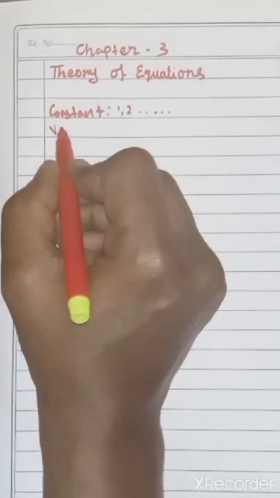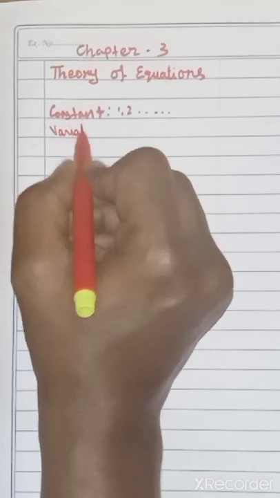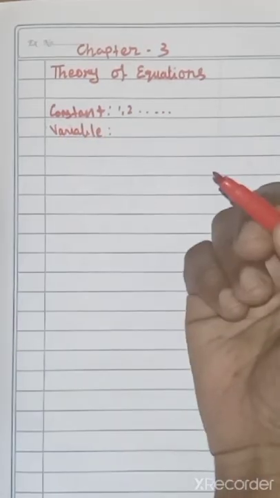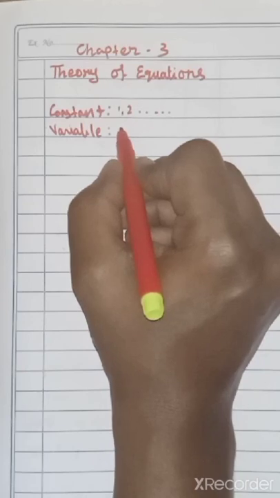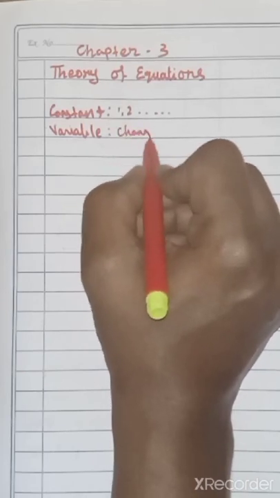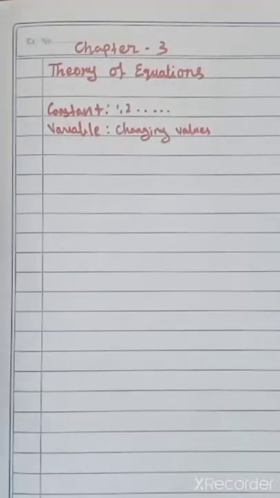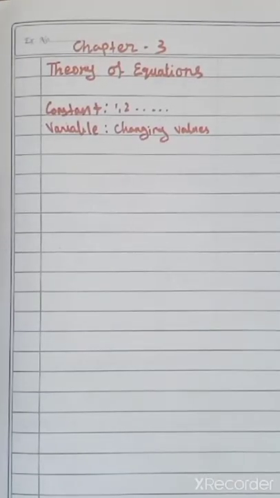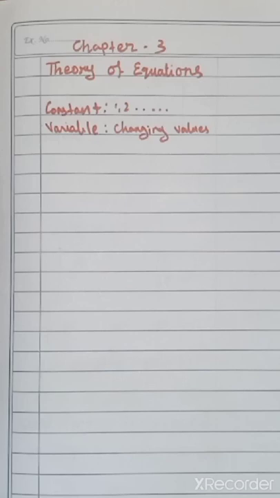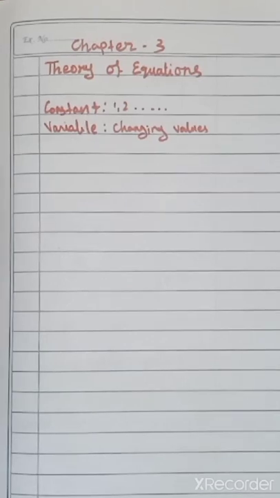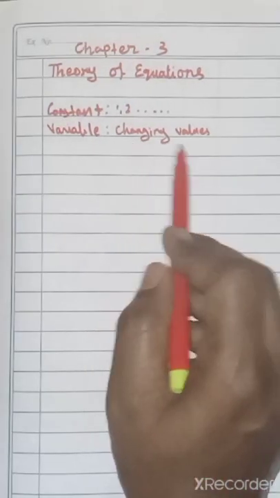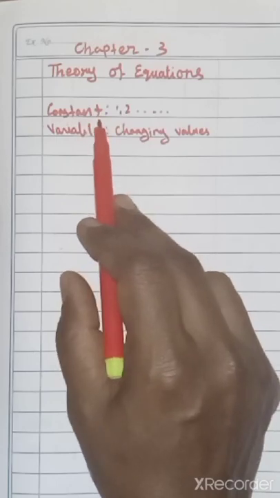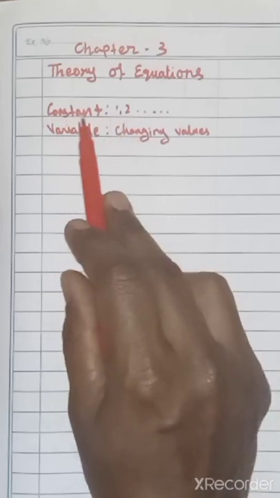Next, what is meant by variable? Variable means changing values, right? Changing values, we will denote it by a, b, c, or we can denote by x, y, z, like that. So we can change the value. If we change the value, it is a variable. If we can't change the value, that is called constant.